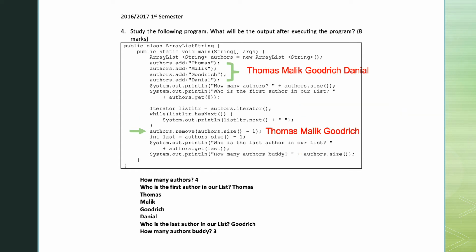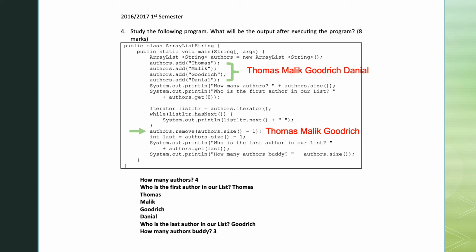The next line, we have authors.remove authors.size minus 1. We know that our authors.size is 4 minus 1, which is 3. And when we use the remove method, whatever value inside of it, that refers to the index number. So in this line, it actually means authors.remove at index number 3.